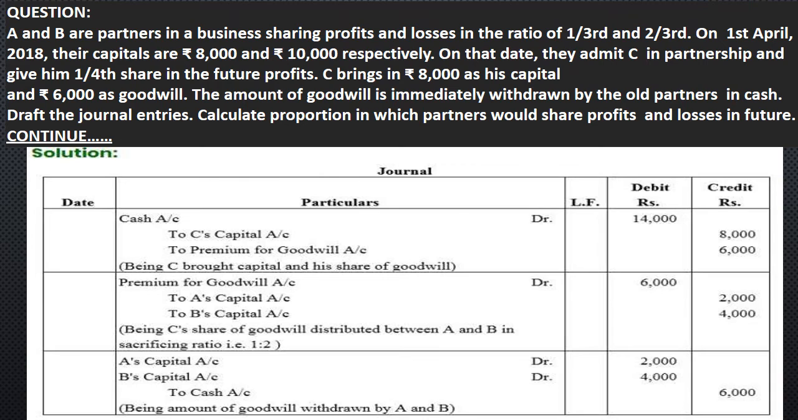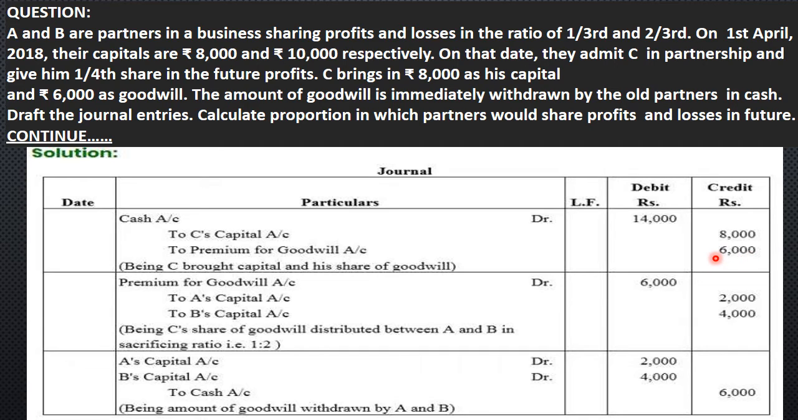Now, after completing working, let's start journal entries. First entry is for bringing cash for goodwill and capital. That entry is cash account debit to C's capital account to premium for goodwill by rupees 14,000 in front of cash, 8,000 in front of capital, and 6,000 in front of premium for goodwill.